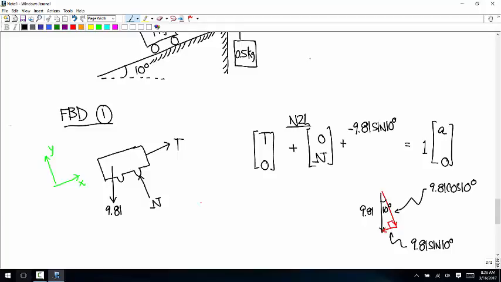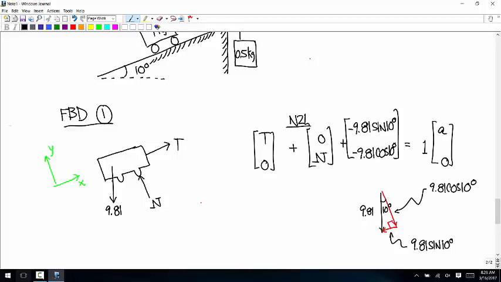Will you please explain how you got cosine of 10? Yeah, just SOHCAHTOA. You know that the sine of 10 degrees is this length divided by 9.81, and so rearrange that. And you know that the cosine of 10 is this length over the hypotenuse, and just rearrange that.